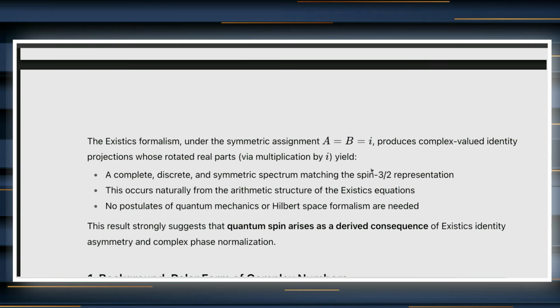Well, the Existics formalization under the symmetric assignment of A equals B equals i produces complex valued identity projections whose rotation real parts via multiplication by i yield a complete, discrete, and symmetric spectrum matching the spin 3/2 representation. This occurs naturally from the arithmetic structure of the Existics equations. No postulates of quantum mechanics or Hilbert space formalism are needed. This result strongly suggests that quantum spin arises as a derived consequence of Existics identity asymmetry and complex phase normalization.